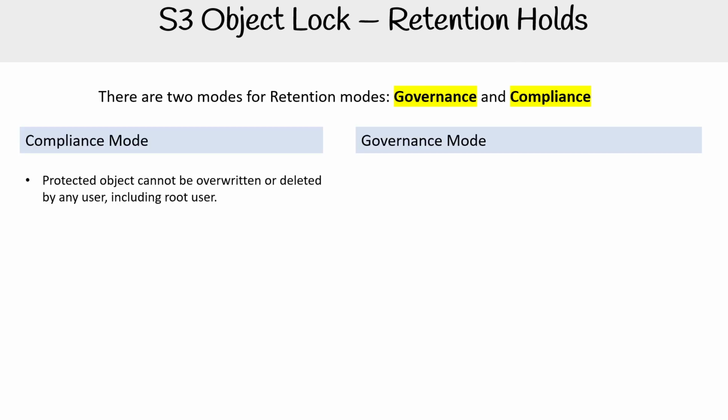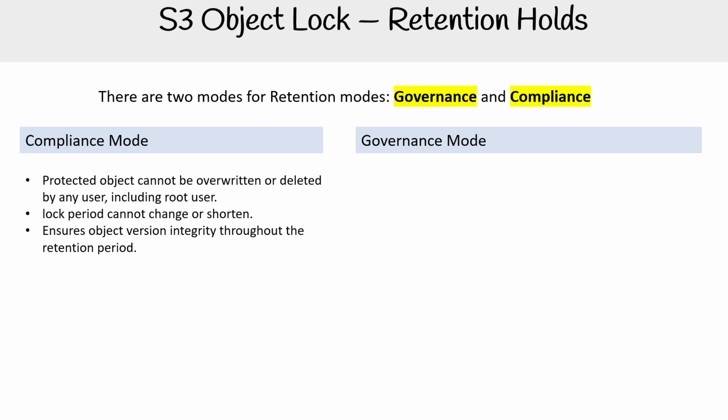So for compliance, it is a protected object that cannot be overridden or deleted by any user, including the root user. The lock period cannot be changed or shortened. It ensures object version integrity throughout the retention period. Deleting an object in compliance mode requires deleting the associated AWS account, so it's really hard to get rid of that object once it is locked.